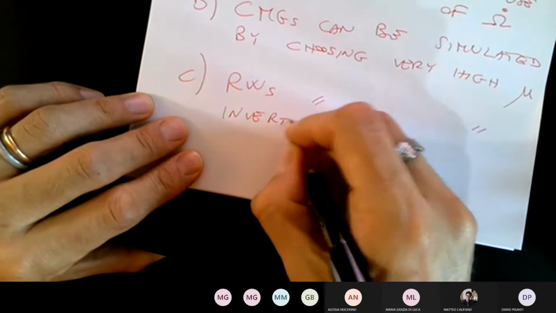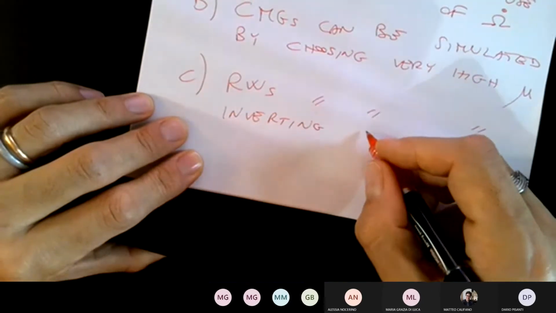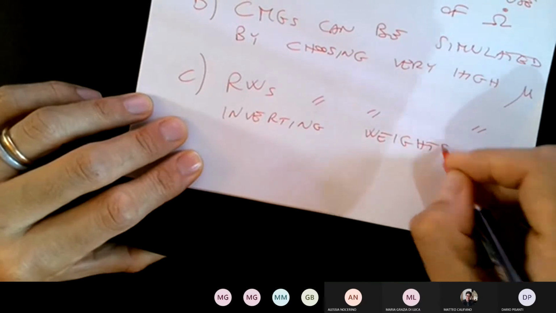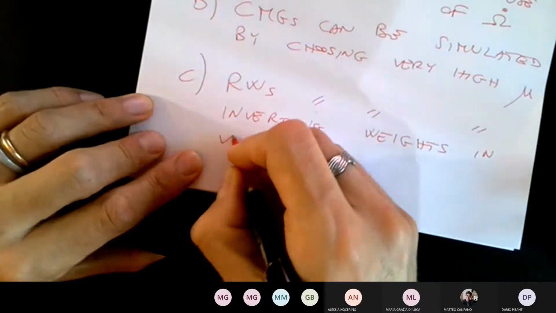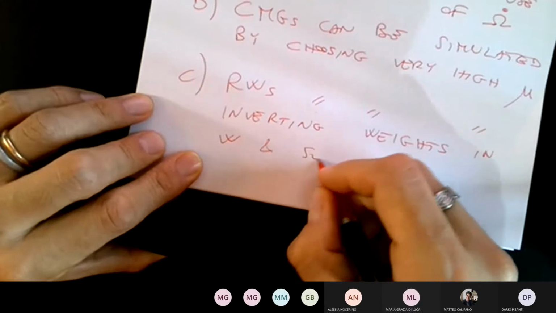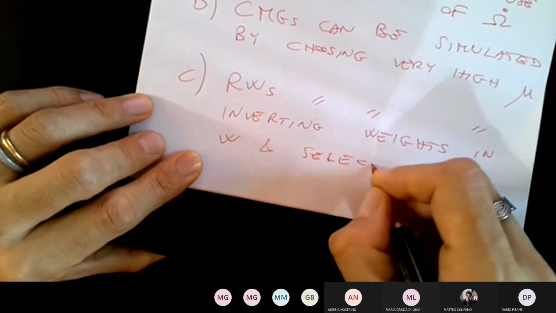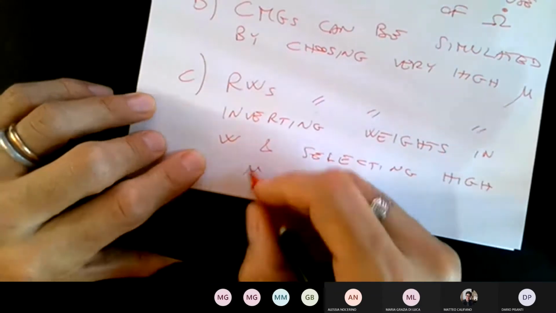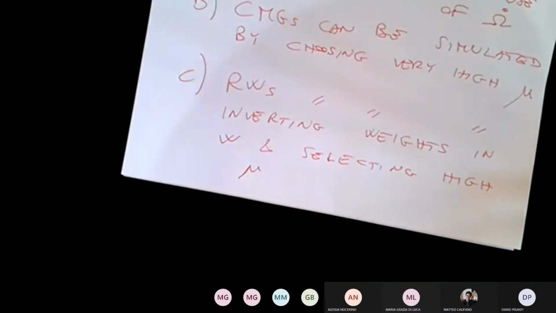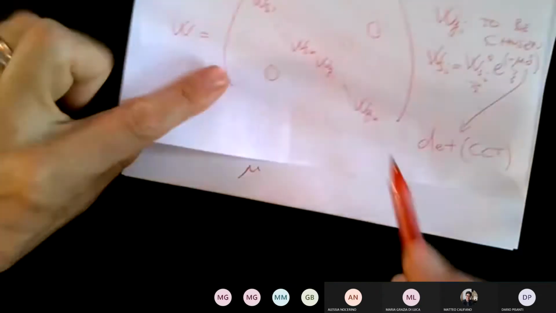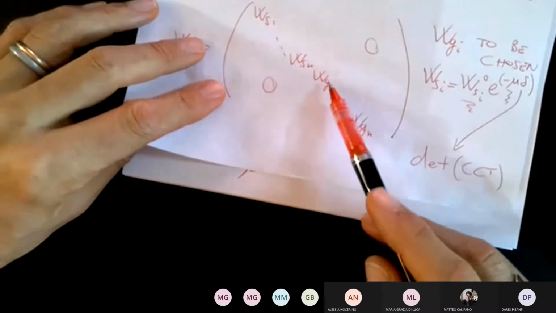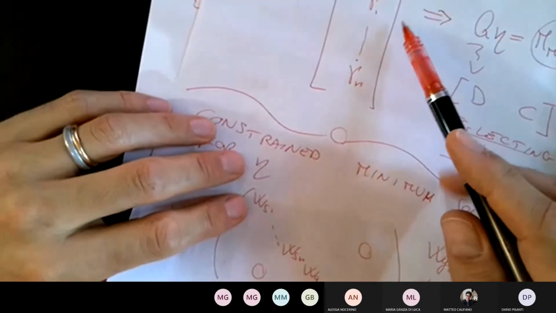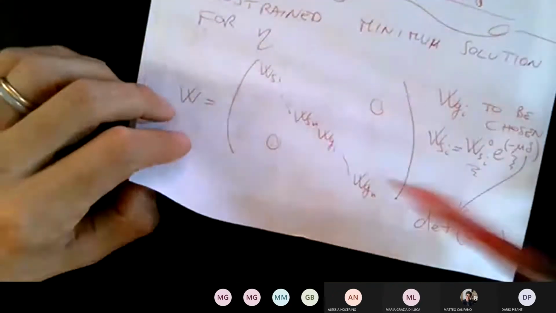Inverting the weights in the W matrix and selecting again a high mu. So in other words, you do the same thing that I've just mentioned, except now you want to have small weights for the gimbal components so that the gamma dots are pretty much 0. You lock them in place.